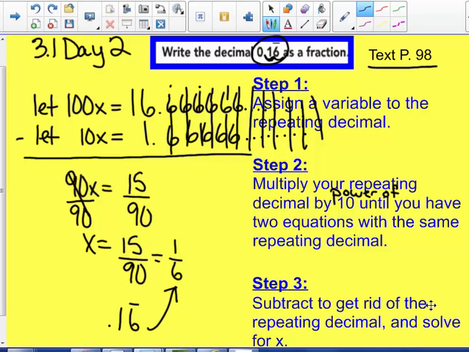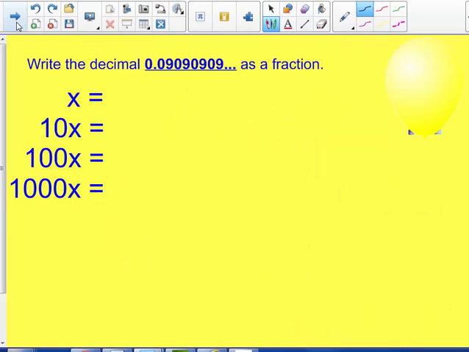Okay, let's do another one. So copying this into your notes, you can stop me, pause me, replay me. It's your video you're watching now. Do with it what you like. Write the decimal 0.0909090909 as a fraction.